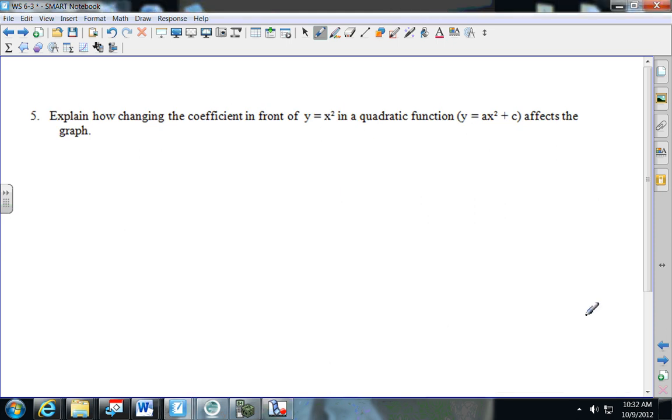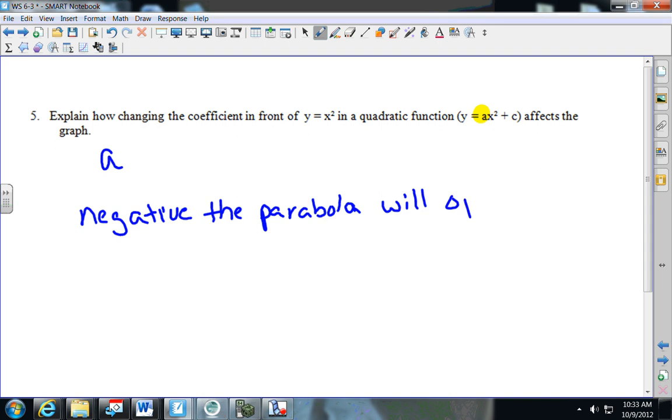Okay, so explain how changing the coefficient in front of the y equals x squared, the quadratic parent function, will affect the graph. Well, by changing the coefficient, the number that's here in front, the a, first off, if it's negative, the parabola will open downward. If it is positive, the parabola will open upward.